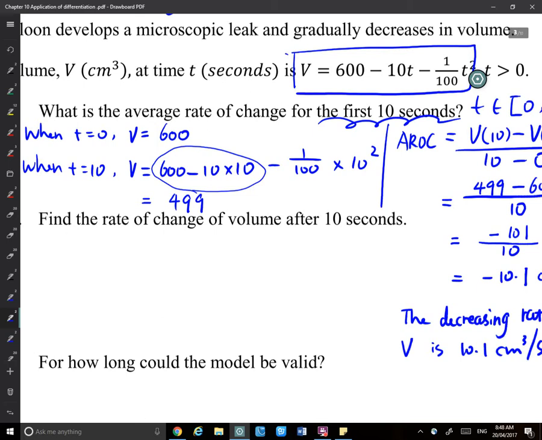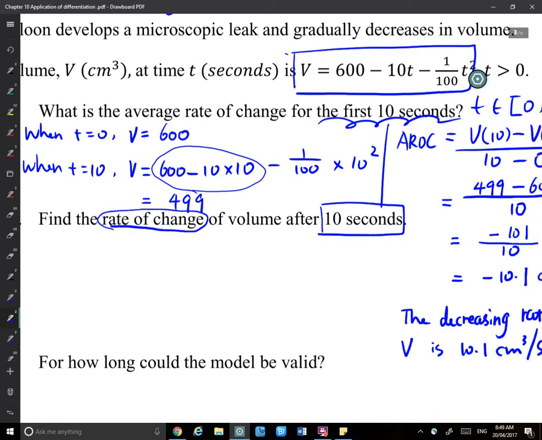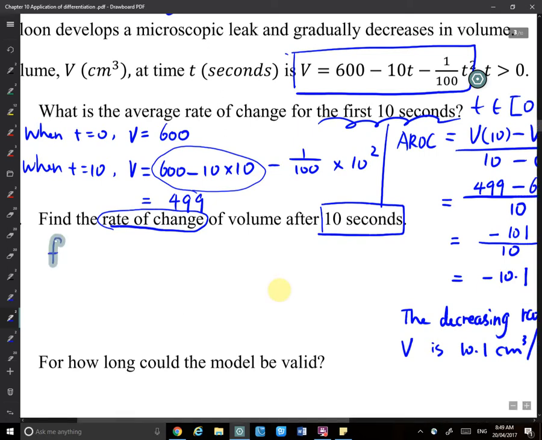Find the rate of change. It doesn't say what kind of rate of change. After 10 seconds, what is the rate of change? That's the instantaneous rate of change, at that second, because you can't really write the interval out. It will be at a single point. You think whether you can find the time interval. If you can't, that's the instantaneous rate of change. So basically you need to find V dash 10.